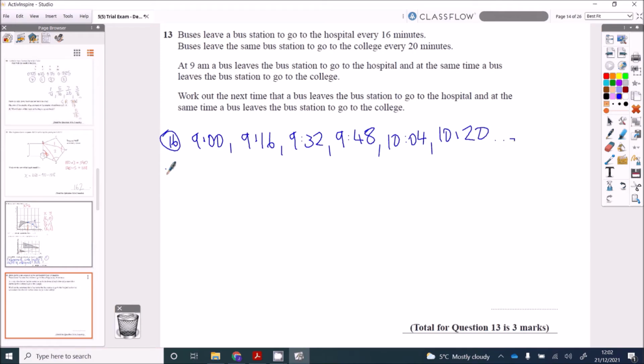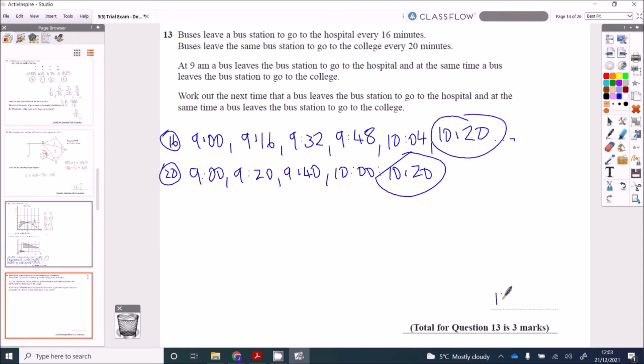Now, the one that leaves every 20 minutes, 9 o'clock, and this is an easy one, isn't it? 9:20, 9:40, 10 o'clock, and then 10:20. So the next time the bus that goes every 16 minutes and the bus that leaves every 20 minutes will leave at the same time is at 10:20. So 10:20 a.m. Final answer.